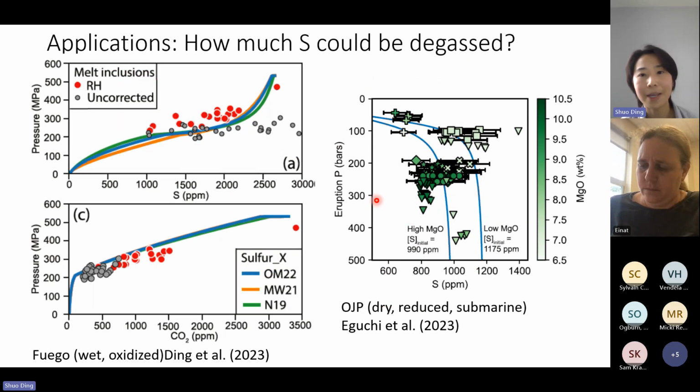Yeah, so then for the application, one common application is to calculate how much sulfur could be degassed. Again, if it's a wet oxidized magma, it starts degassing very early, and a lot of sulfur can be degassed. If it's a very dry, reduced magma, it only degasses at a really shallow place. In that case, you might not have a lot of sulfur degassing, particularly for submarine volcanoes because the eruption pressure is pretty high.